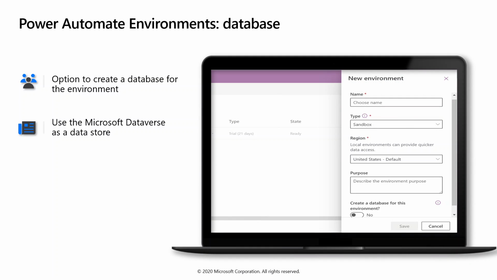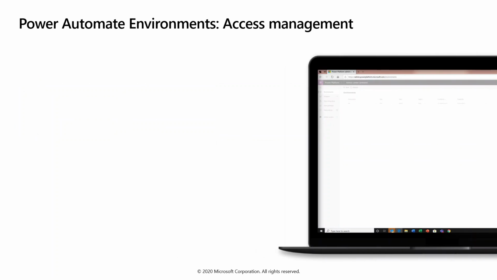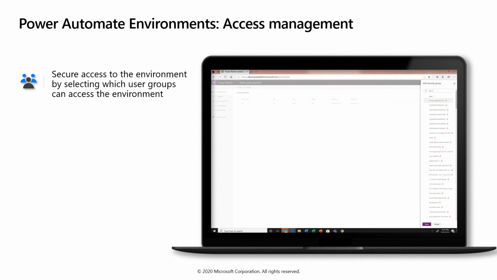And for each environment you can choose whether it has a database or not. Dataverse is required for Power Automate solutions, certainly Power Automate Desktop. So you need to make sure you create an environment with a Dataverse for Power Automate Desktop. And you can secure access to the environments. One of the main reasons for creating a separate environment might be for access management. So you may want to create an environment that's purely dedicated to automation, or you might want to have it as part of a department or geographical location and control access to that particular environment.